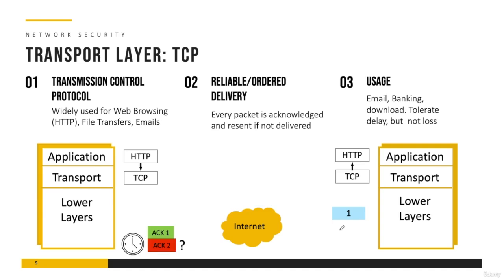So after waiting for some time, TCP is going to think something happened to my packet 2. So what it's going to do is resend that packet and keep on resending it until it receives an acknowledgement. So now we have received acknowledgement for both packet 1 and packet 2, and this is how TCP ensures reliability.